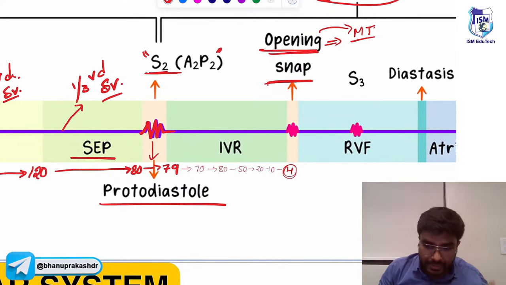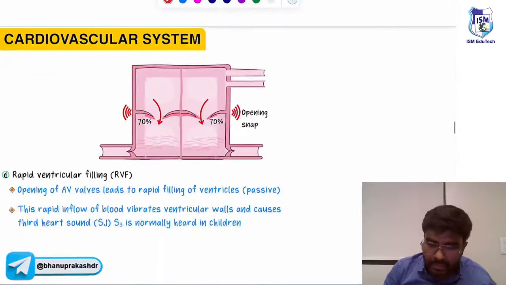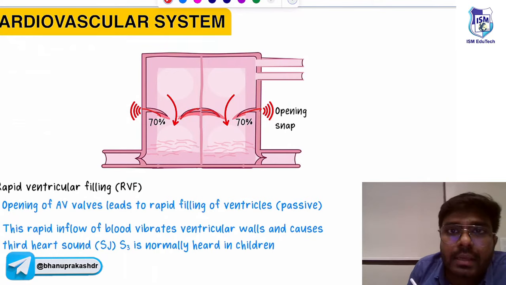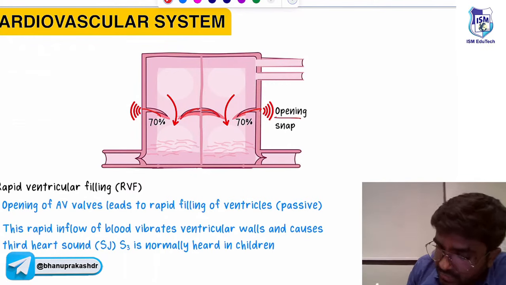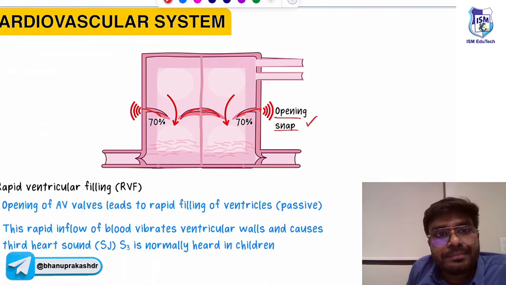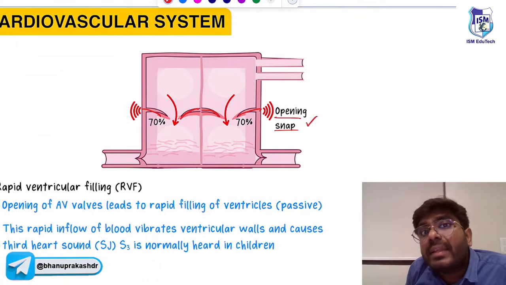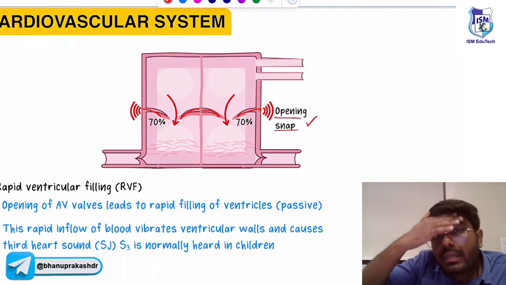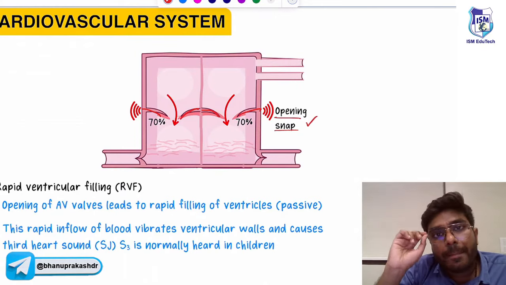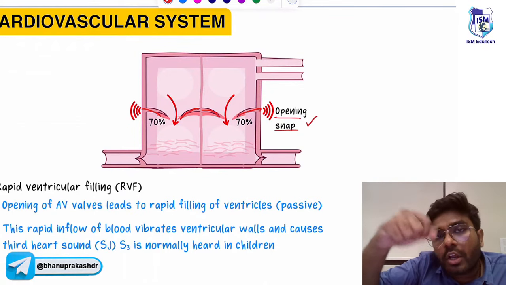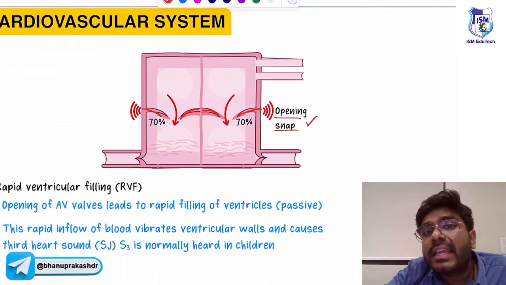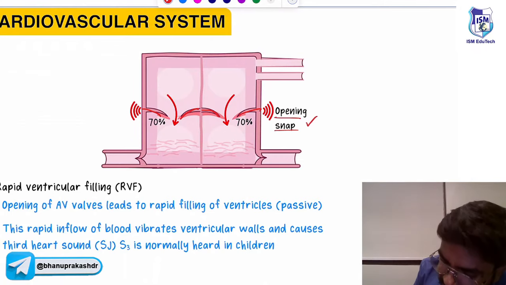Now, look here. It's very simple. These valves are opened: mitral valve opened, tricuspid valve opened. Opening of these valves is going to cause which heart sound? Opening snap. Now, in the beginning, I asked you something. From where did that 70% come? 30% of the blood enters the ventricle because of atrial contraction. From where did the 70% come?